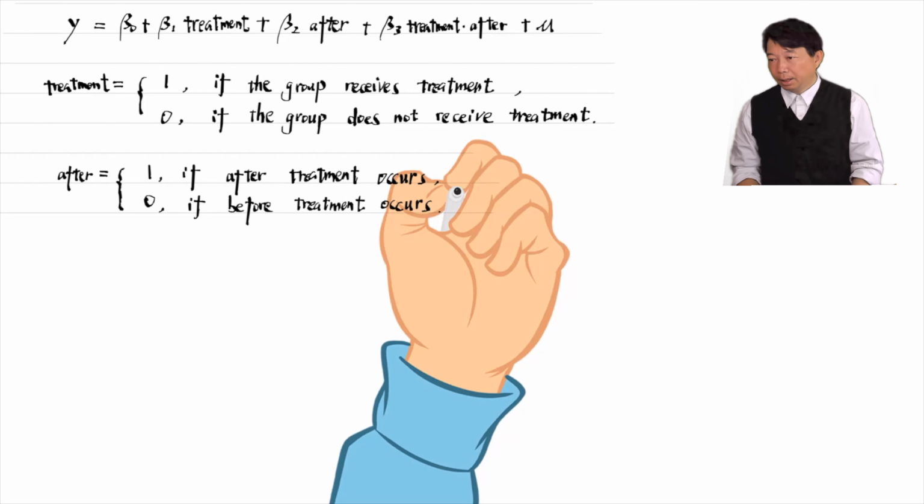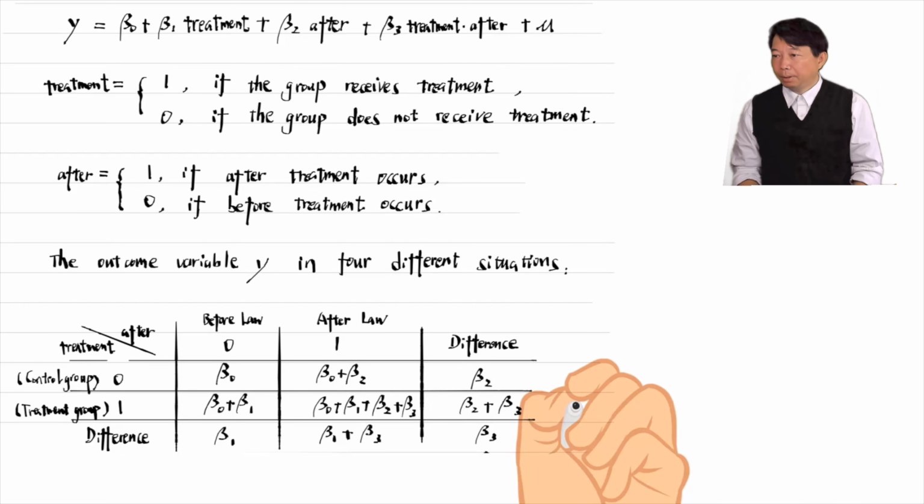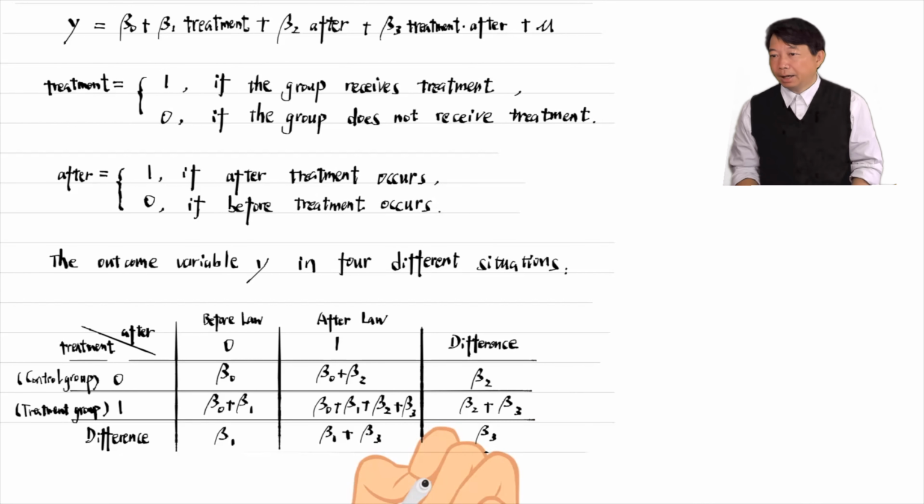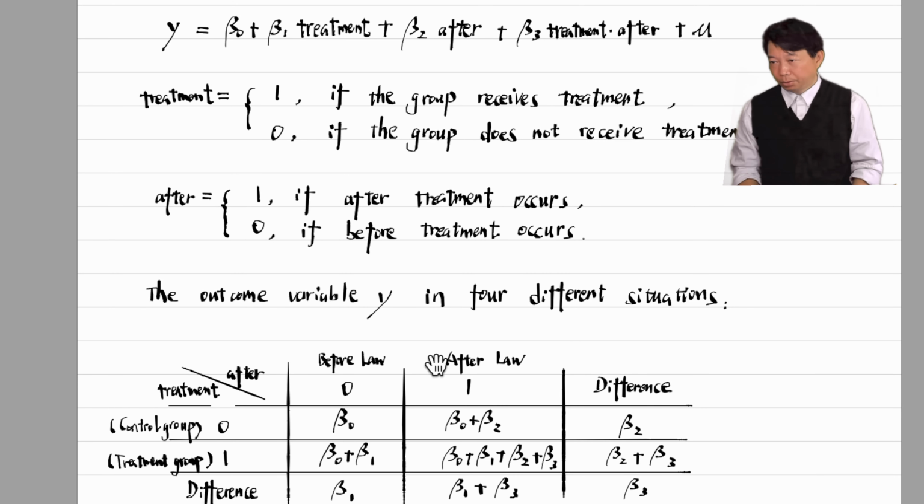The treatment here is the law implementation, and the treatment group is the high-income workers because their choices were affected by the law. The control group is the low-income workers because the law did not impact them. The table shows the outcome variable in 4 different situations by substituting the values of 0 and 1 into the model. We can read the table by rows.